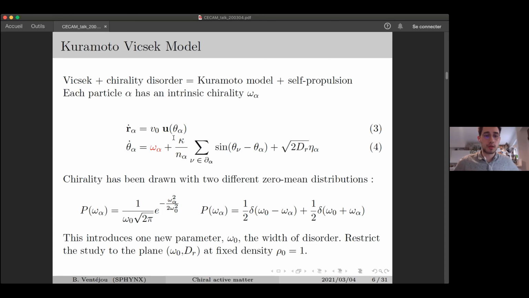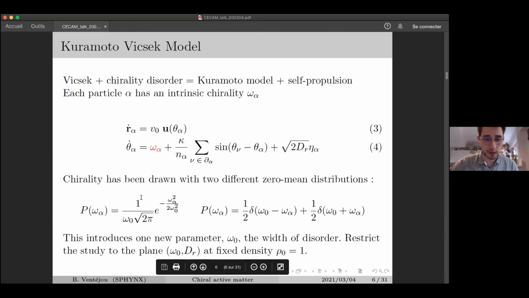So now the question is, how can we draw the intrinsic chirality? The chirality has been drawn from two different zero-mean distributions. The first one is a Gaussian distribution with the width omega 0. And the second one is a bimodal distribution. We have studied the second distribution mainly for analytical reasons.